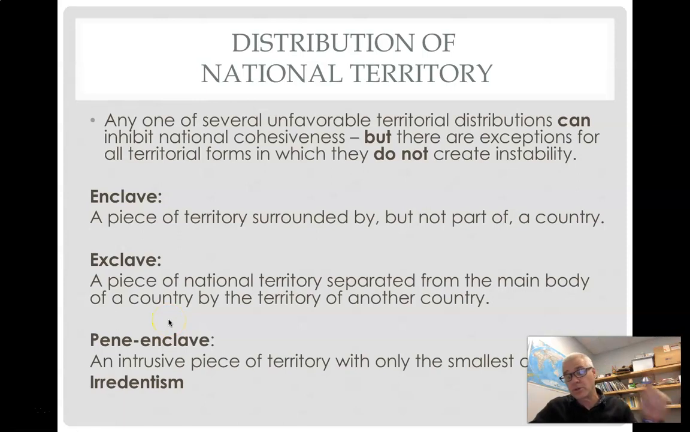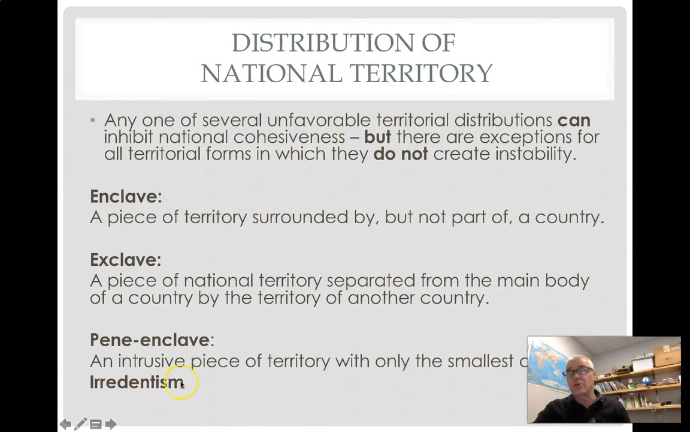If you do need them, you can always pause this video and look. And I'm sorry, my face is covering the word "outlets" here. So it says an intrusive piece of territory with only the smallest of outlets. A penenclave is like a peninsula. It's like a small area of a country that sticks into another country.